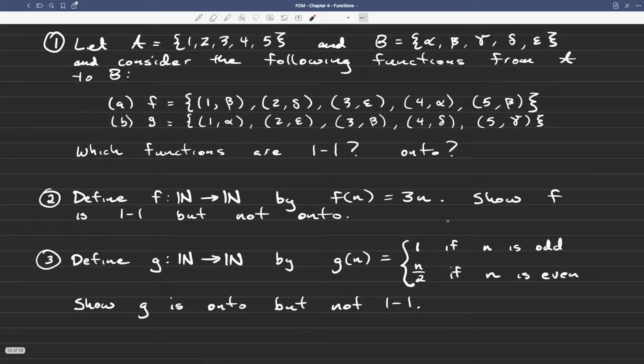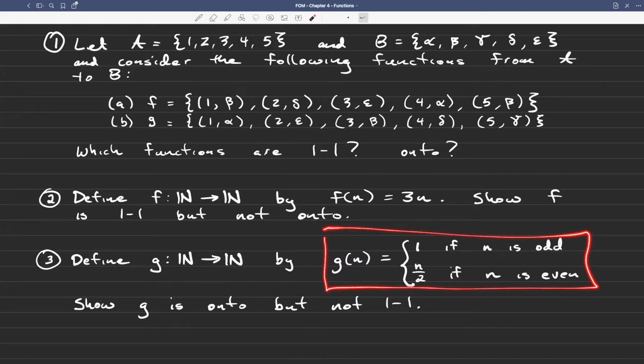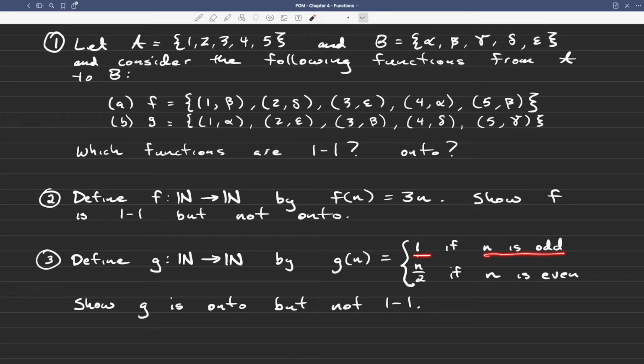And then lastly, we have another function g that is from the natural numbers to the natural numbers. And the formula for the function is defined in a piecewise manner, but it's pretty straightforward. The way it works is the output is 1 if the input is an odd number, and the output is n divided by 2 if the input is an even number. So I want you to show that this function is onto, but it's not one-to-one. So take a few minutes to wrestle with those problems, and then when you come back, we'll work them together.